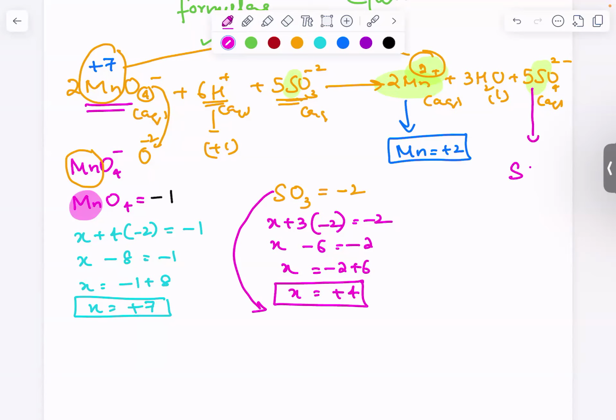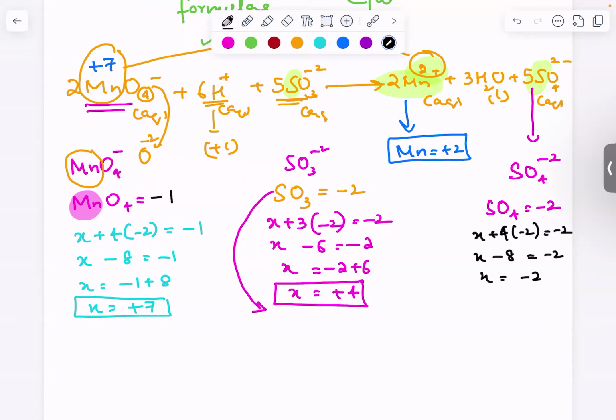SO4 -2, SO3 -2. Now check this out. SO4 is equal to -2. So X plus 4 times -2 is equal to -2. X minus 8 is equal to -2. X is equal to -2 plus 8. X is equal to +6. So sulfur here is +6.